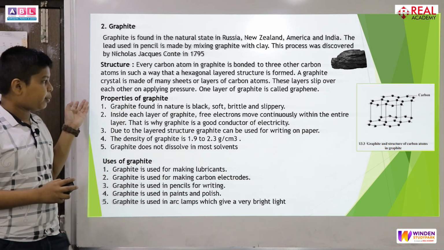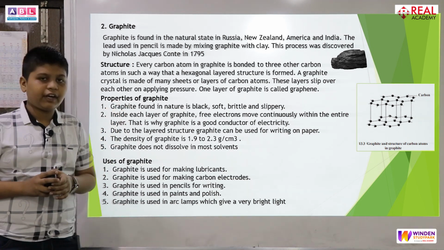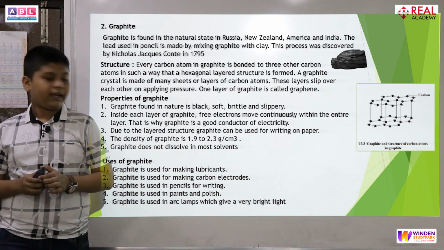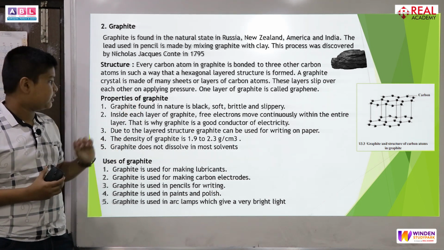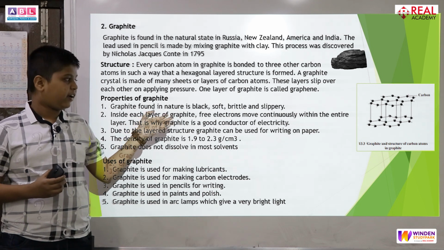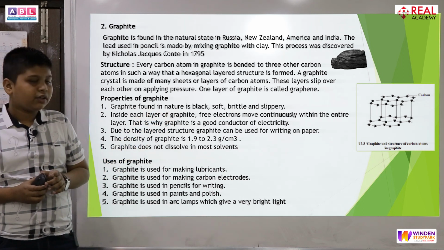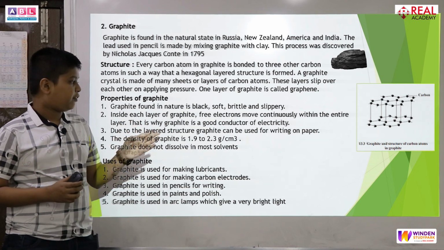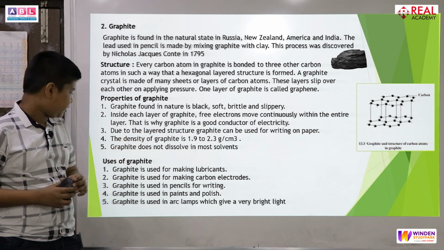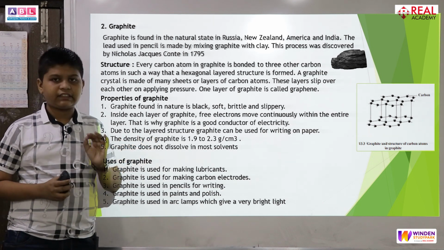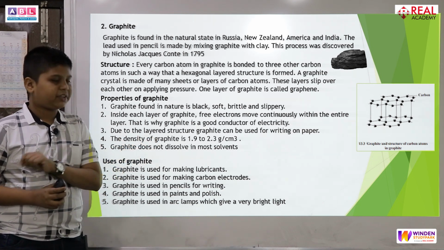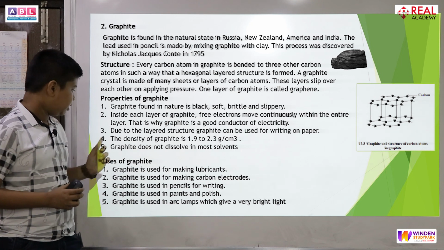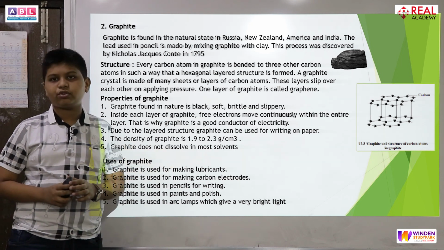The properties of graphite: in nature it is black, soft, brittle and slippery. Inside each layer of graphite, free electrons move continuously within the entire layer. That is why graphite is a good conductor of electricity. The density of graphite is 1.9 to 2.3 gram per centimeter cube. Graphite does not dissolve in most solvents.